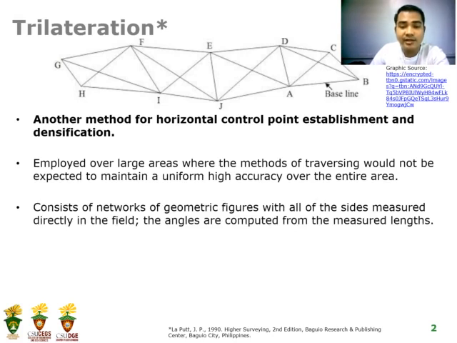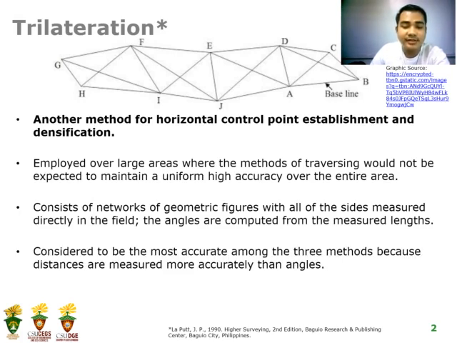So unlike in triangulation, in trilateration what is measured are the sides. So it does not deal with angles. The angles are computed from the measured lengths. So instead, in the trilateration method, you measure the distances. So out from those distances, we can now determine the angles. In triangulation, only the angles are measured, and then the distances are calculated.